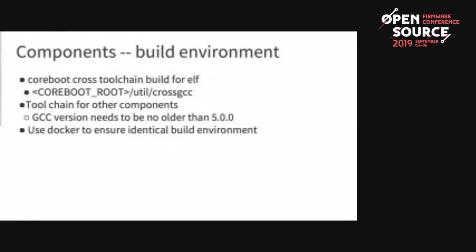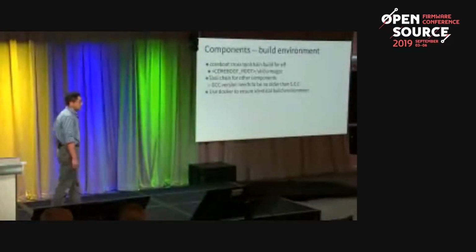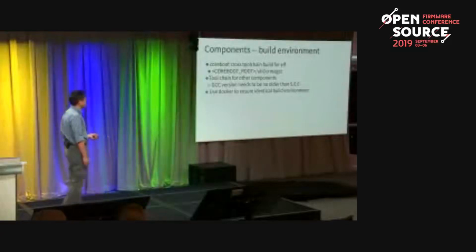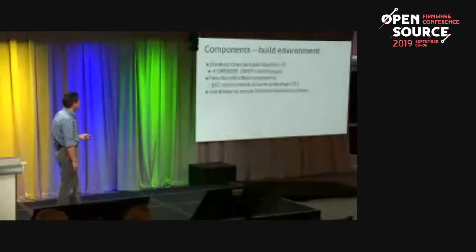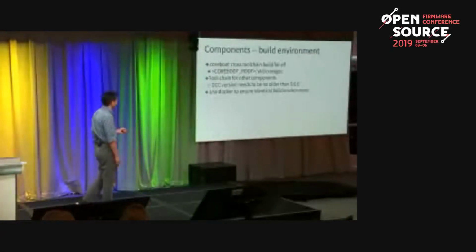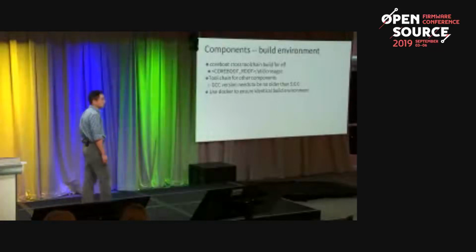So I'm going to break it down into each of the components and then summarize it. The first group of components is the build environment. So in coreboot, there's a cross toolchain build for ELF. So you need those cross GCC tools. It's downloaded from somewhere, either from the internet or from your company's copy of it.